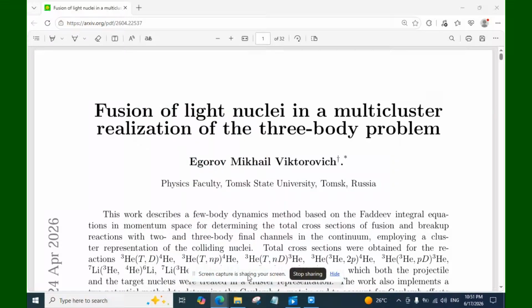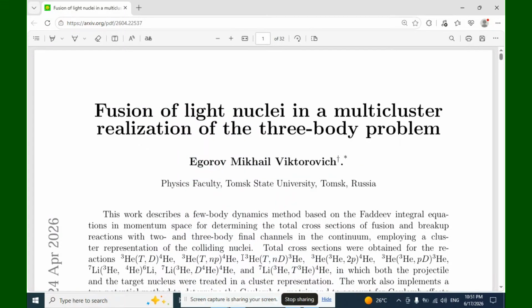In the name of Almighty God, I am Mahsa Sankoshi, and today I want to talk about fusion of light nuclei in a multi-cluster realization of the three-body problem. It was written by Egorov Mikhail Viktorovich from the physics faculty, Tomsk State University.